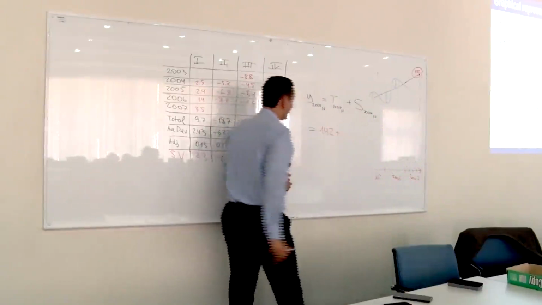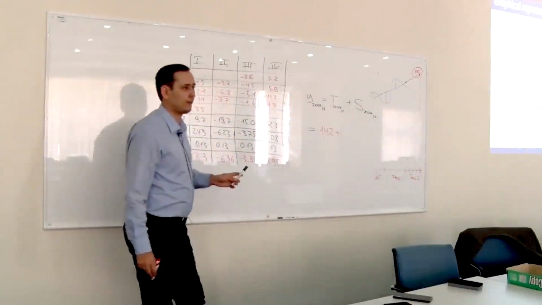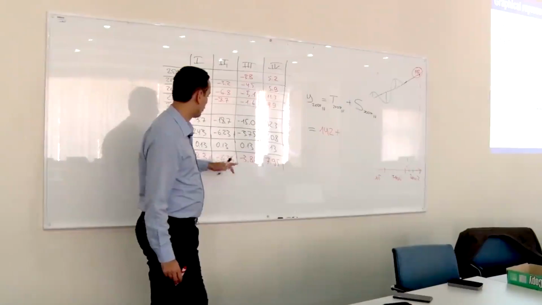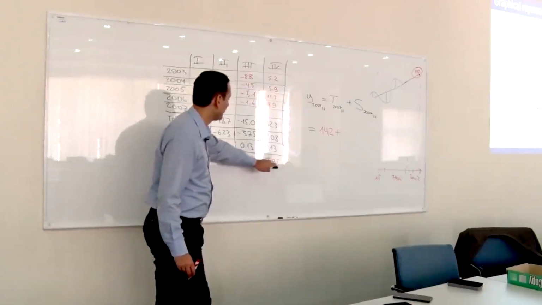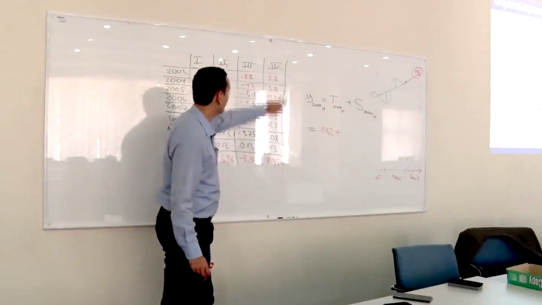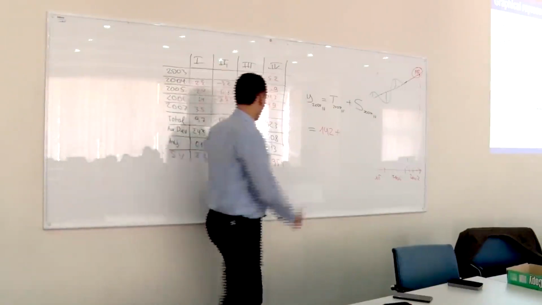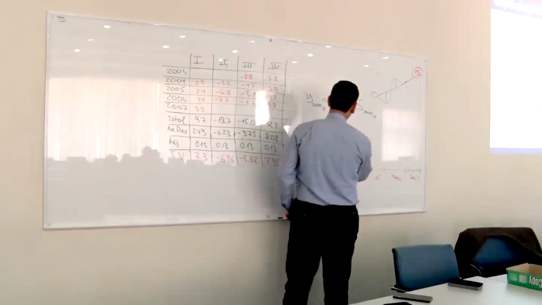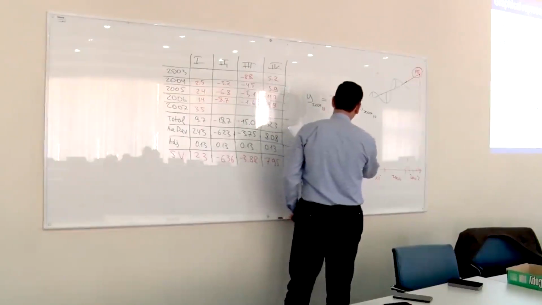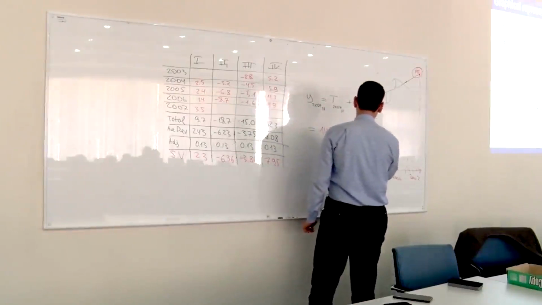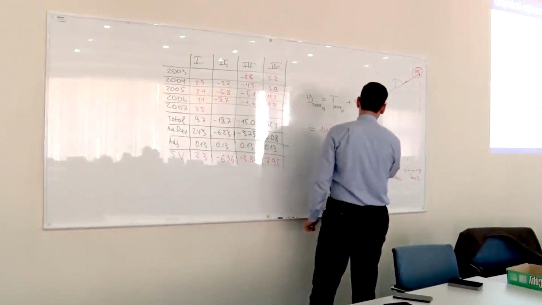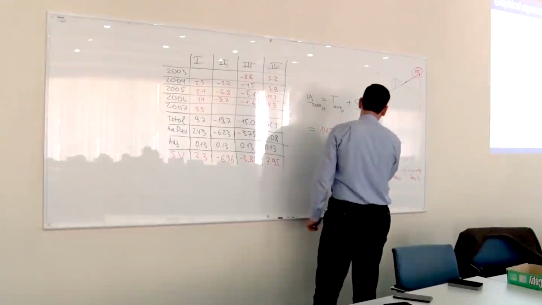plus, what do we add? Which one? This one, right? Why? Because this is the seasonal variation for the fourth quarter, right? So this plus 7.95, you're going to get 149.95, right?